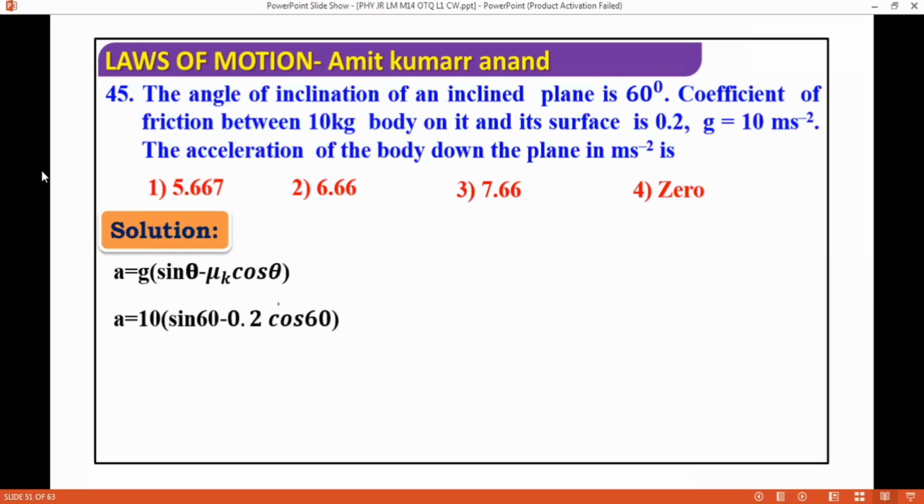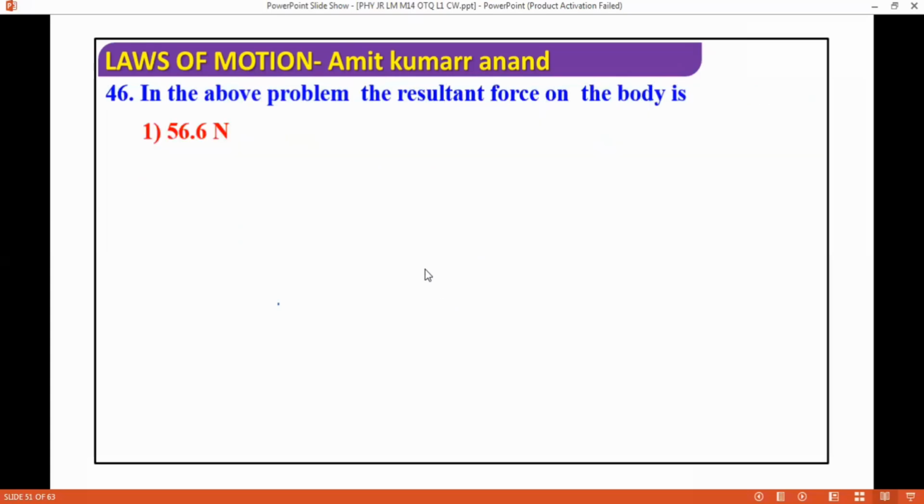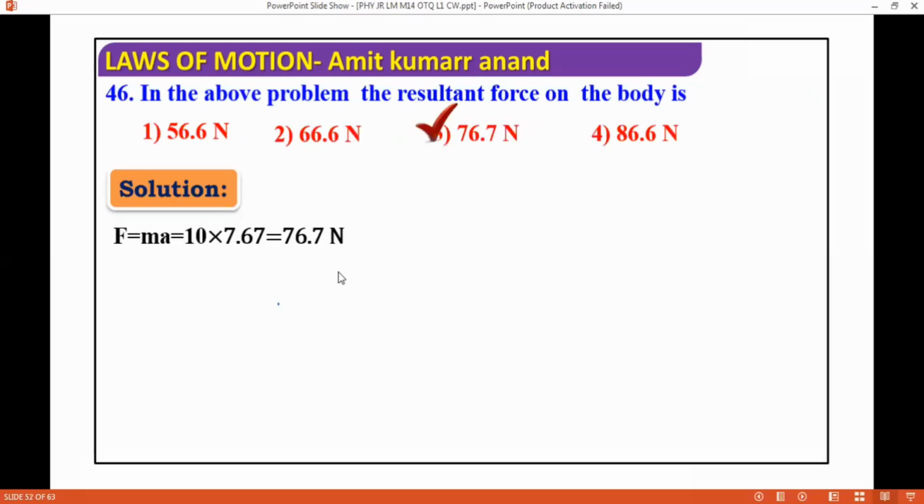This is a very, very important concept. Again, you should know how to solve these questions. Next, in our problems, if the question asks for the resultant force on the body, once you get the acceleration, multiply it by the mass, and that is simply the resultant force.